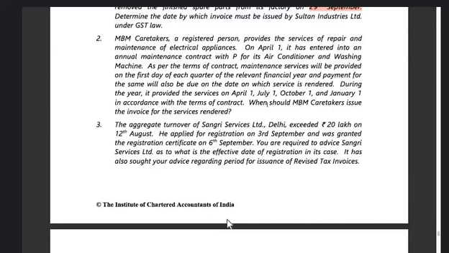So this is in case of service. In case of service, what is the last date by which the invoice should be issued? It should be issued within 30 days of providing the service. So in this case, the invoice should be issued for the first part within 30 days from 1st April, second part within 30 days from 1st July, third part within 30 days from 1st October, and within 30 days from 1st January.